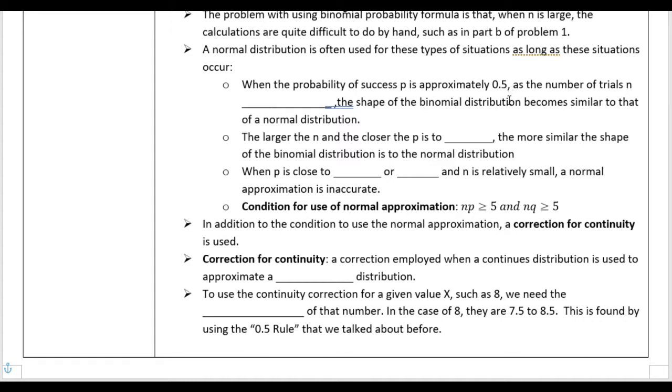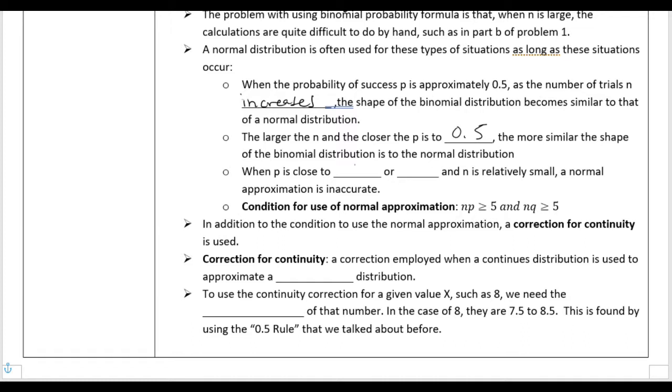So when can we use it? You can only use it as long as the following situations occur. The probability of success p has to be about 0.5. The n has to be relatively large. As n increases, the shape becomes closer to the bell curve. So the larger the n, and the closer the p is to 0.5, the more similar the binomial distribution is going to be to the bell curve, right?